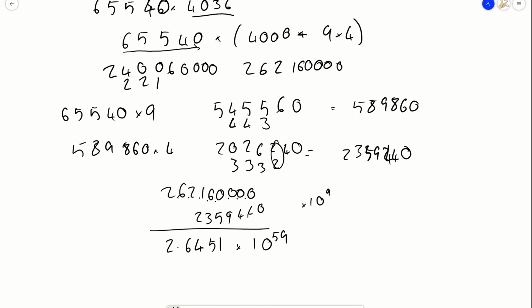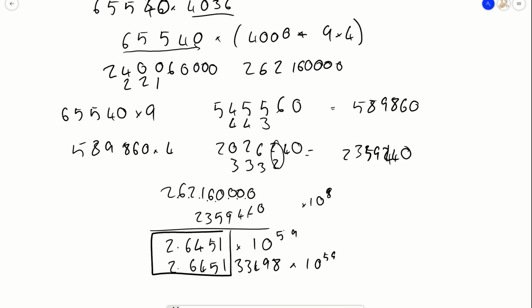No, I think that was 8. Sorry, 10 to the 8. 51 add 8 is still... Alright, it is 59. And if you work out the actual answer, that's 2.645133498 times 10 to the 59. So if you look at that, that is correct actually to 5 sig figs, which is not exactly that bad.